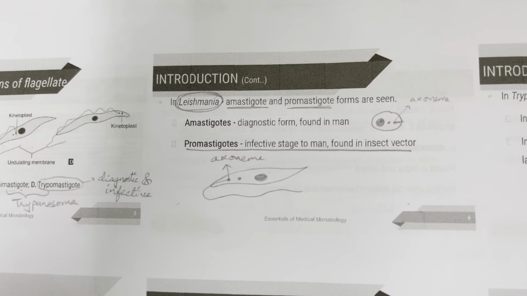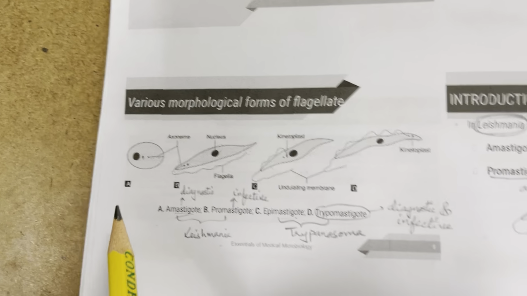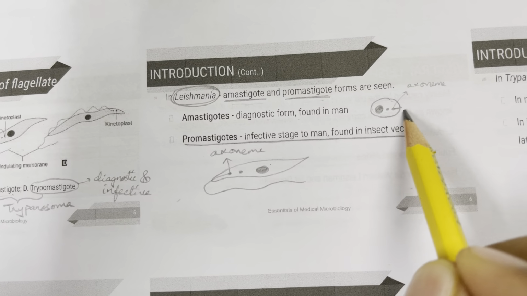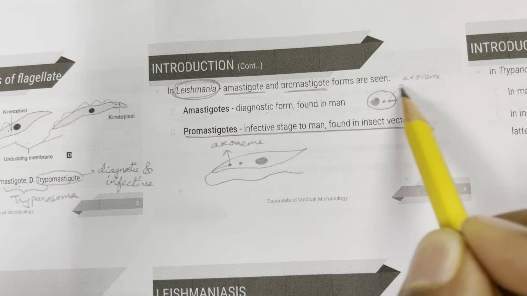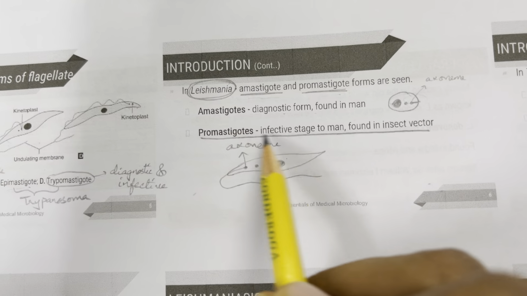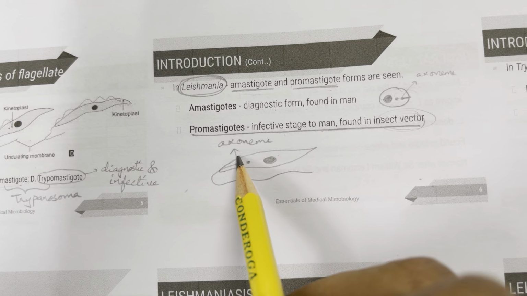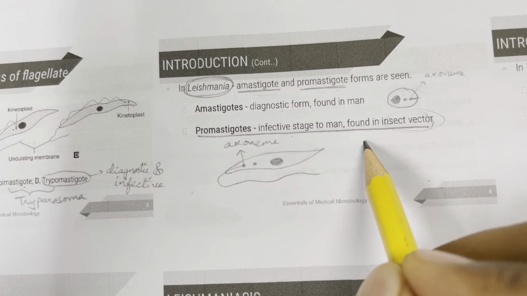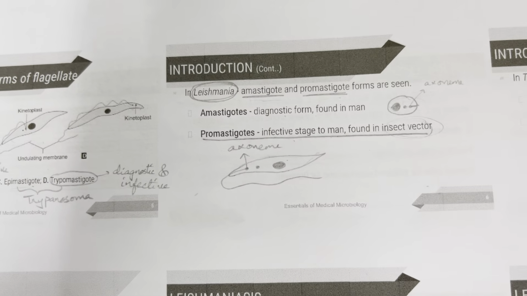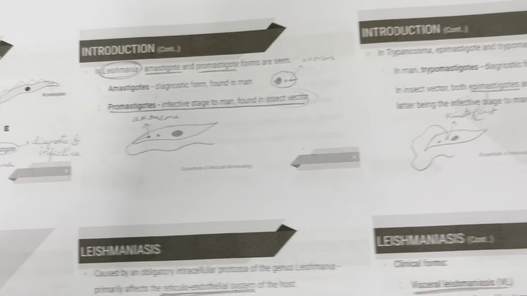Basically in leishmania, amastigote and promastigote forms are seen, these two forms. Amastigote forms are the diagnostic forms that are found in man. In blood you can see these rounded cells easily, right? And promastigotes are the infective stages to man. They're found in the insect vector. Pro means first, right? First or front. So promastigotes are first infecting it, then amastigotes are found in the blood.